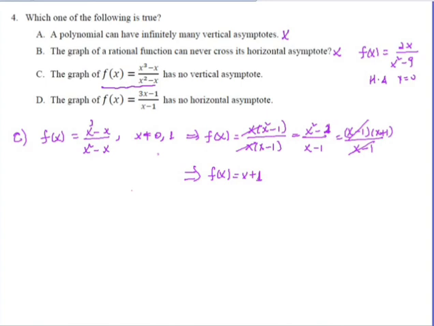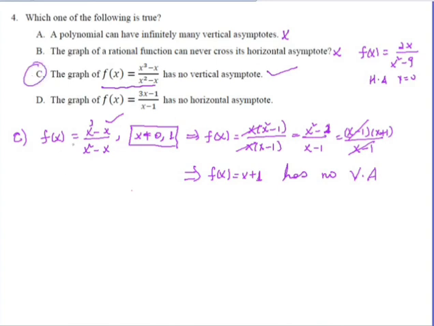but for this straight line you will have a hole. There will be a hole at x equals 0 and 1 because x cannot be 0, x cannot be 1 in this function. So this function has no vertical asymptote. Okay, so the statement in C is a correct statement. So definitely our answer will be C.